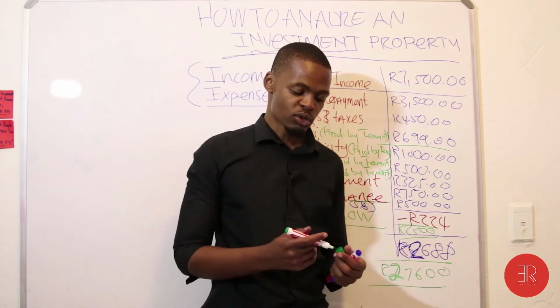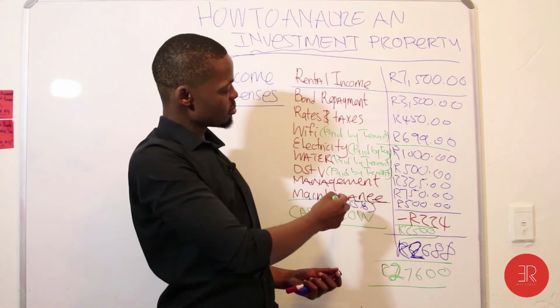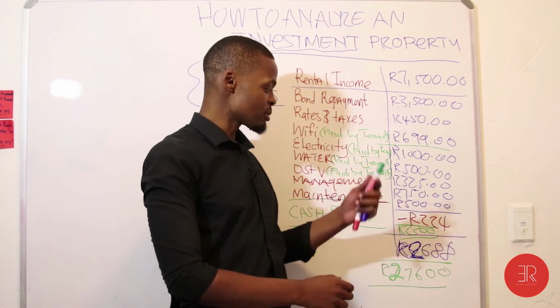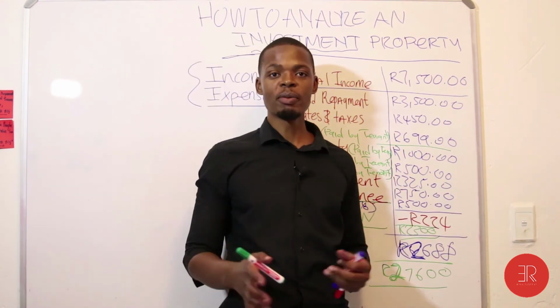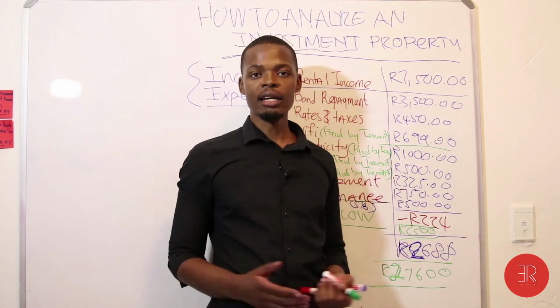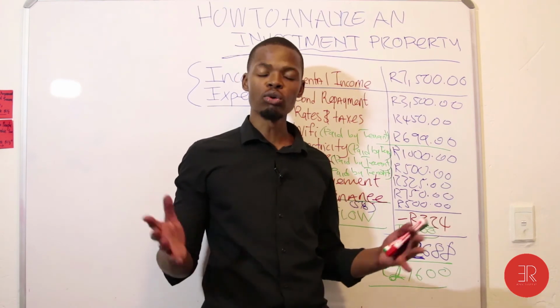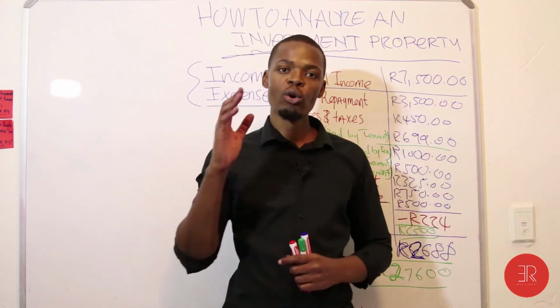Isn't that cool? So now you just turned your liability into an asset, and you have an investment property that's putting 2,300 Rand in your pockets every month. Isn't that cool? And imagine how much you can do with 3,000 Rand.